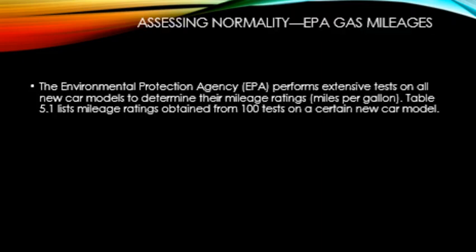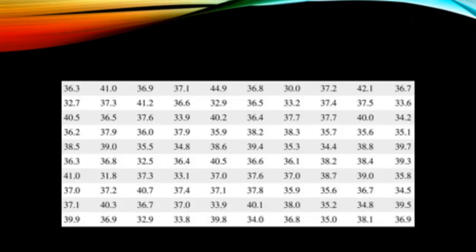Okay. Here's an example to kind of show all these three. The EPA performs extensive tests on new car models to determine their mileage. We have a data set which is 100 tests on certain new car models. Okay, and this is what the data set looks like. We have about 100 observations here, and we want to figure out if this sample is approximately normally distributed.